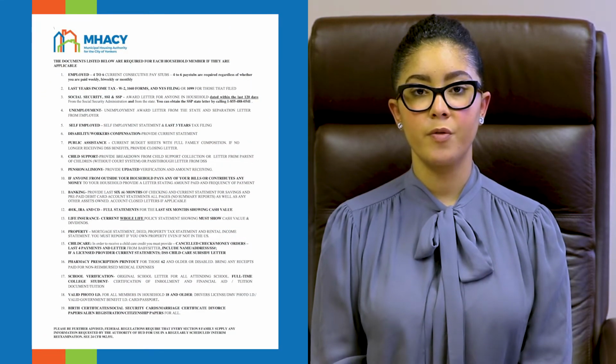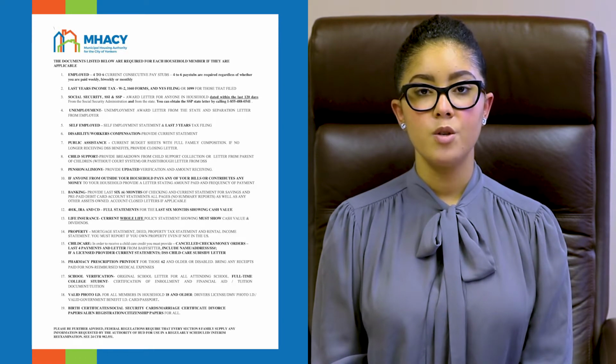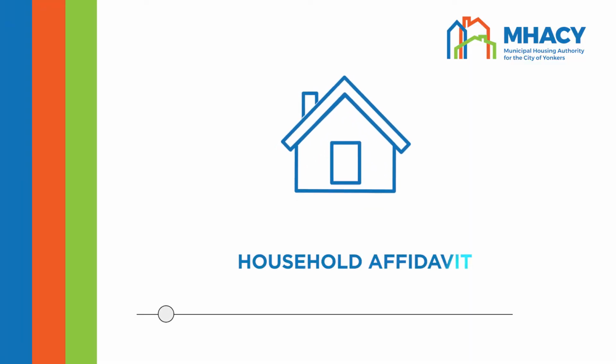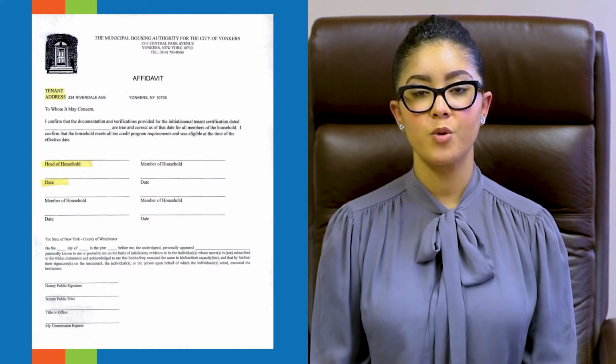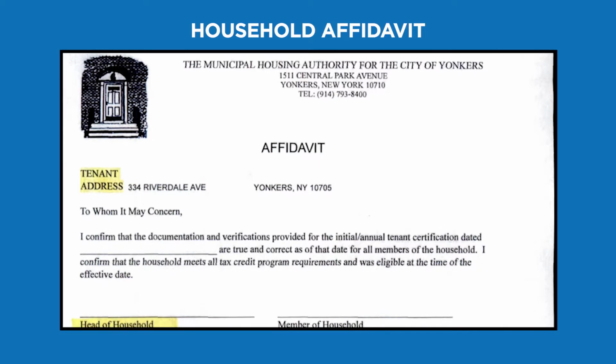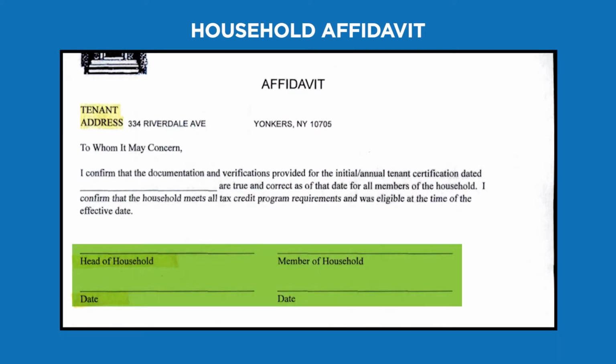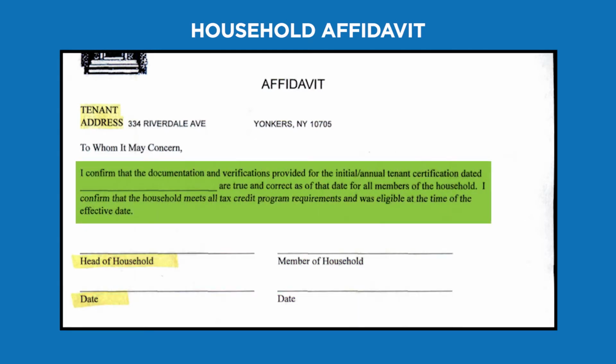Here is the list of required documents. You must supply all of those that apply to your household. First, we have the household affidavit. Every household member 18 or older must sign and date this form to confirm that the documentation and verifications provided for the recertifications are true and correct.